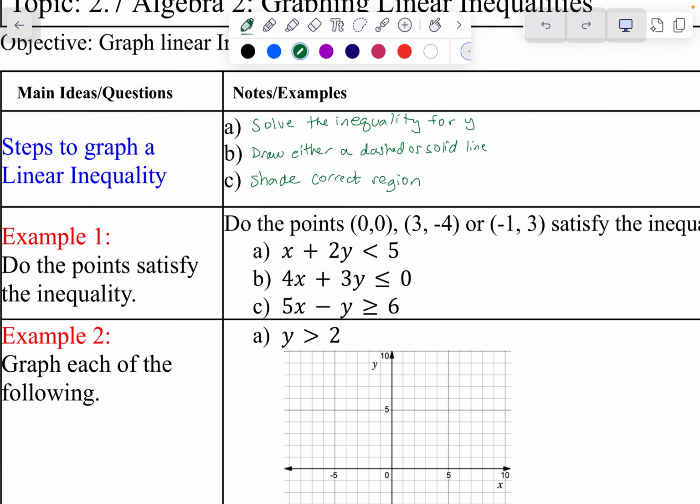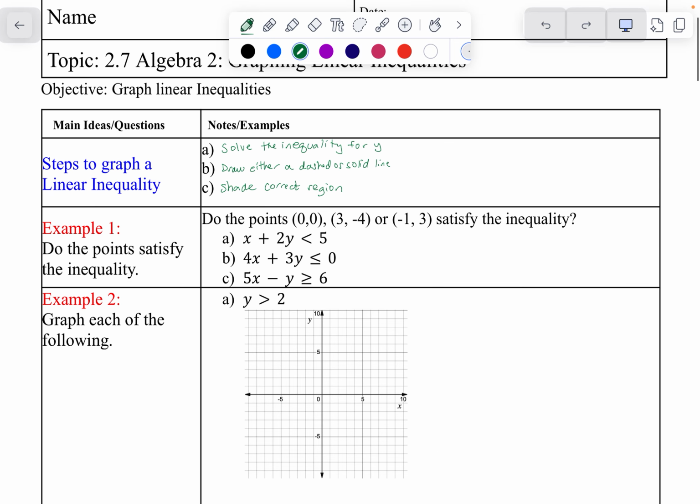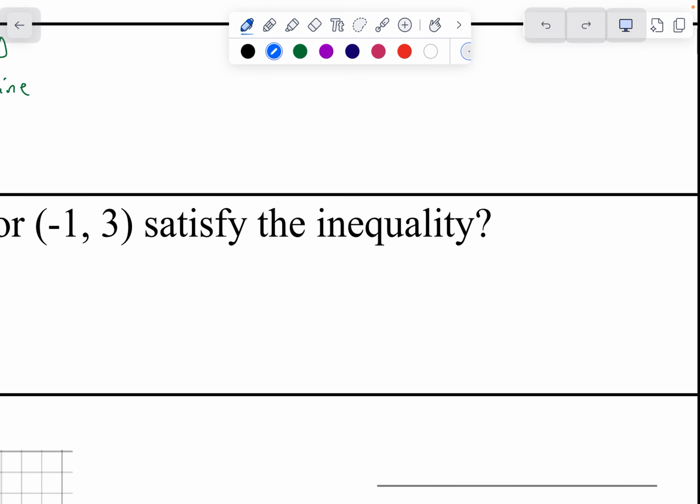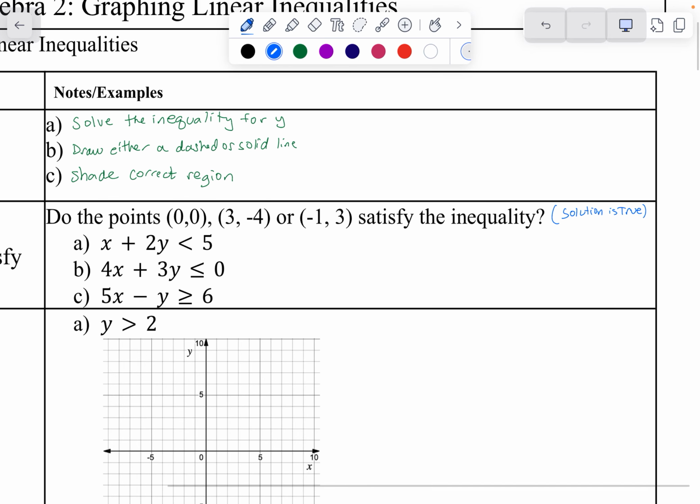Now, in our first example, it just says do the points 0, 0, 3, negative 4, and negative 1, 3 satisfy the inequality. And the thing to remember is if it satisfies it, it's a solution, that is true. So it makes a true statement, okay? So we just have to check each of those 3 points.